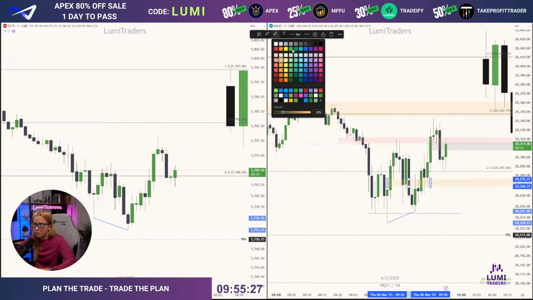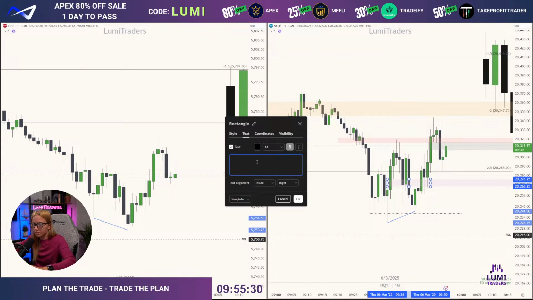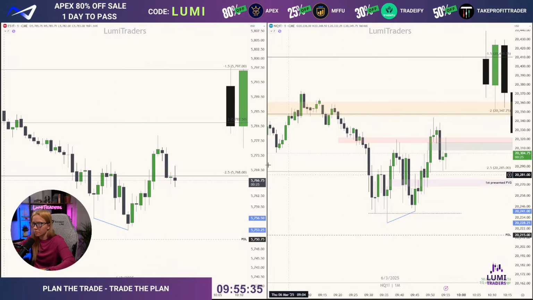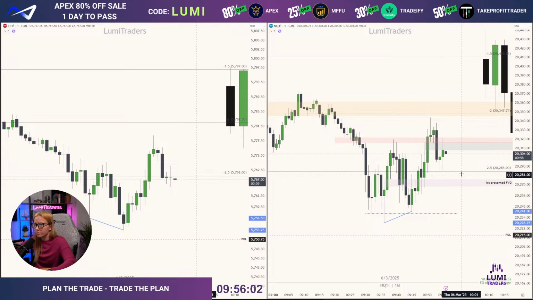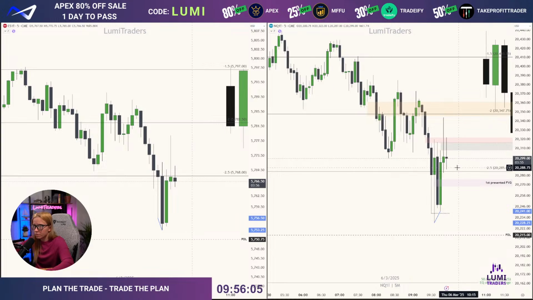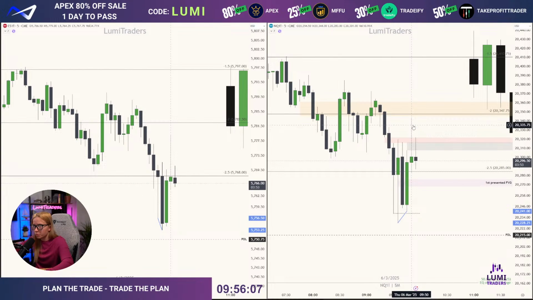That's first presented fair value gap. Let's give it a name. The test of this inversion. The retrace to this OB right here. 50% of this 5-minute wick.